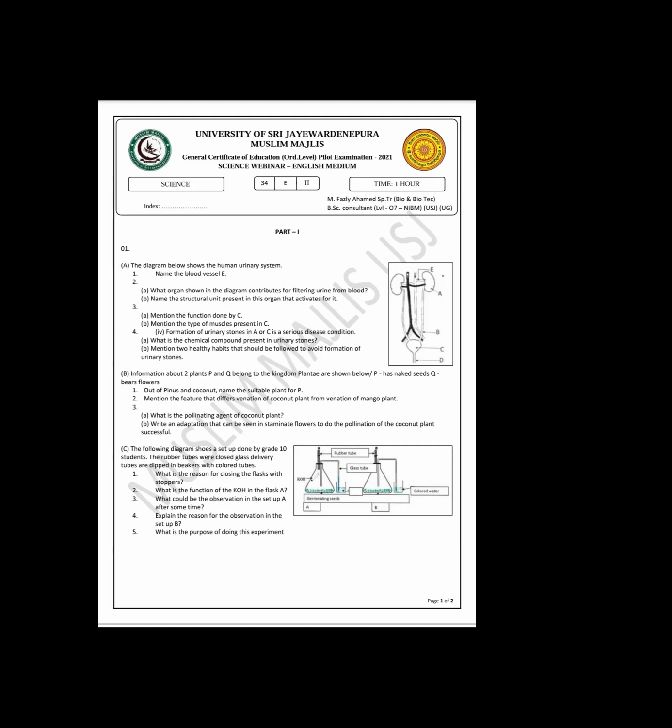They gave here KOH, a rubber tube, a glass tube, and the colored water. What is the experiment? They have given germinating seeds. Seeds can absorb water, but we want to experiment on this. That is what they have given: respiration of seeds.